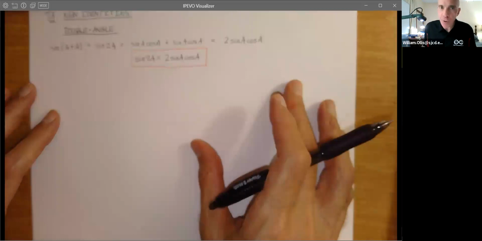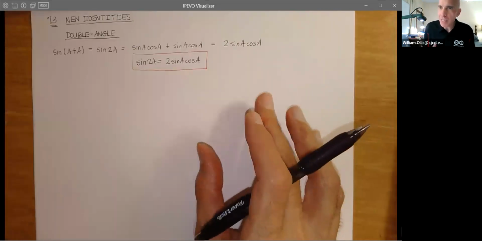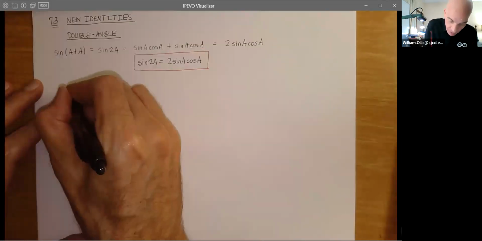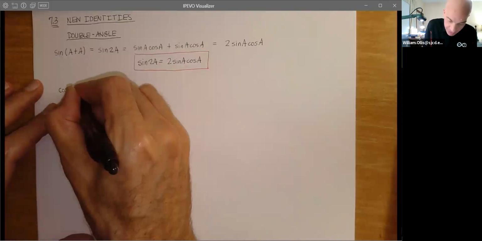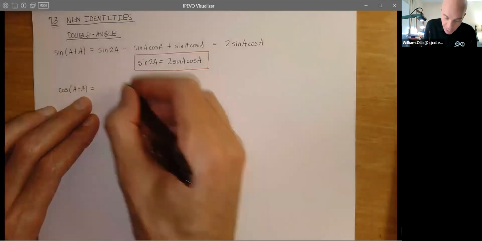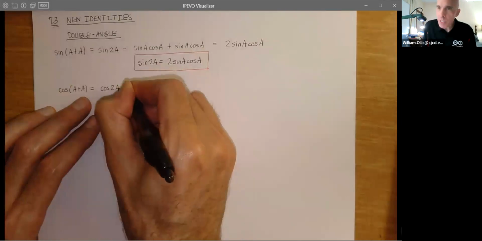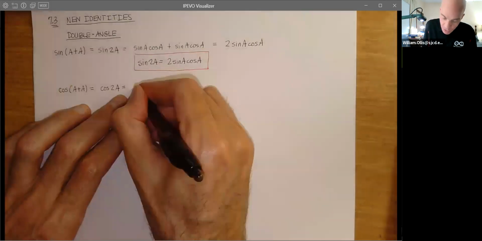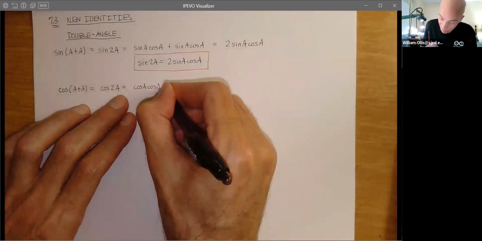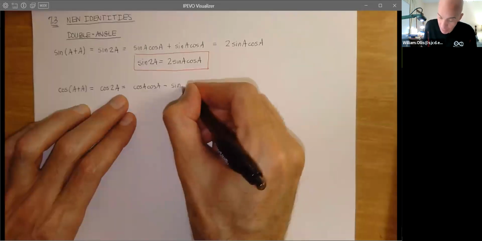Let's do the same for cosine. We'll do that for tangent. Tangent's not a big deal, but we'll write it down anyway. So let's do cosine of A plus A. That is, let's replace the B with an A. So we get cosine of the double angle. So now we just write it down. So this is going to be cosine A times cosine A minus sine A times sine A.